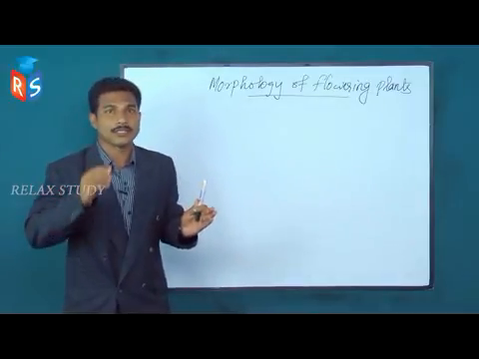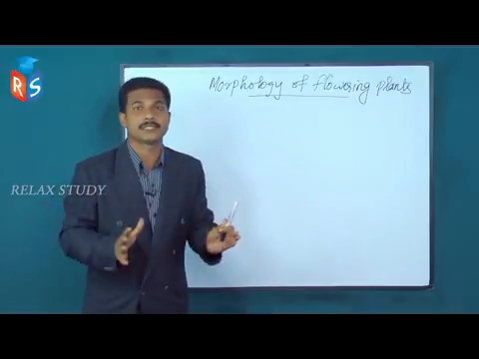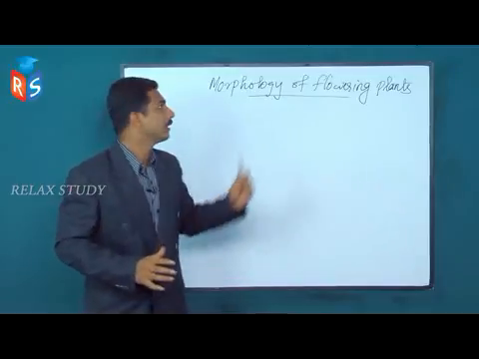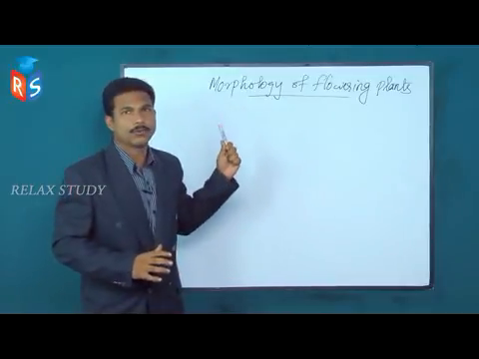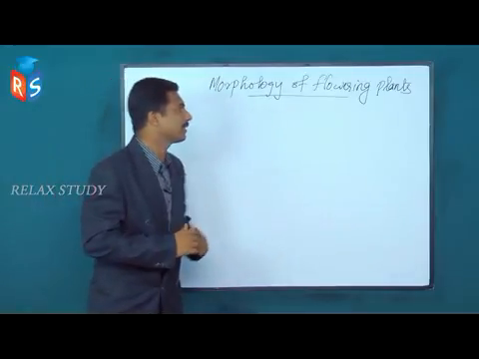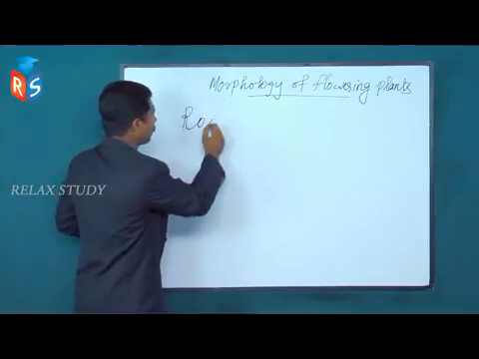That means it is the branch of biology which deals with the study of external features or peripheral features of the body, known as morphology. Now we will study the different aspects of morphology of flowering plants. First, we are going to study the root system.